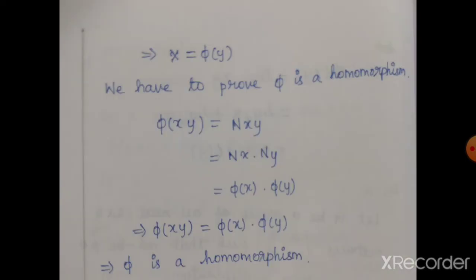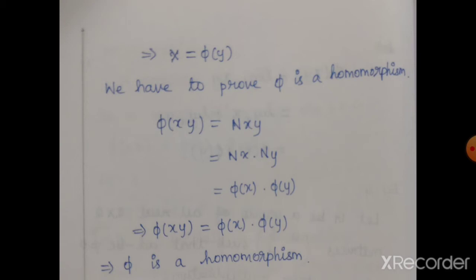So we have to prove that phi is a homomorphism. In the previous step it shows that phi is onto. So in the next step we have to show that phi is a homomorphism. Phi is a homomorphism means we have to show that phi of xy is equal to phi of x into phi of y. By definition, phi of x is equal to Nx, which is given in the statement itself.